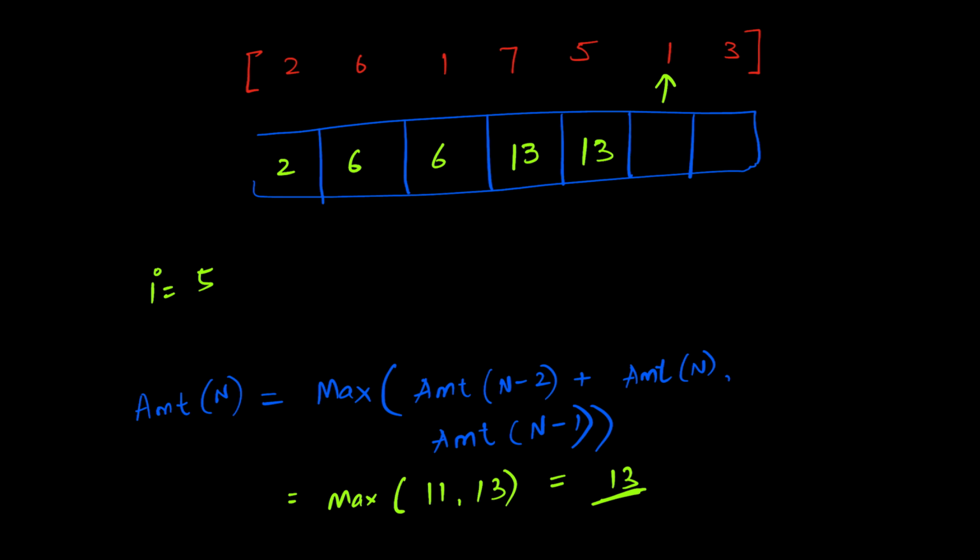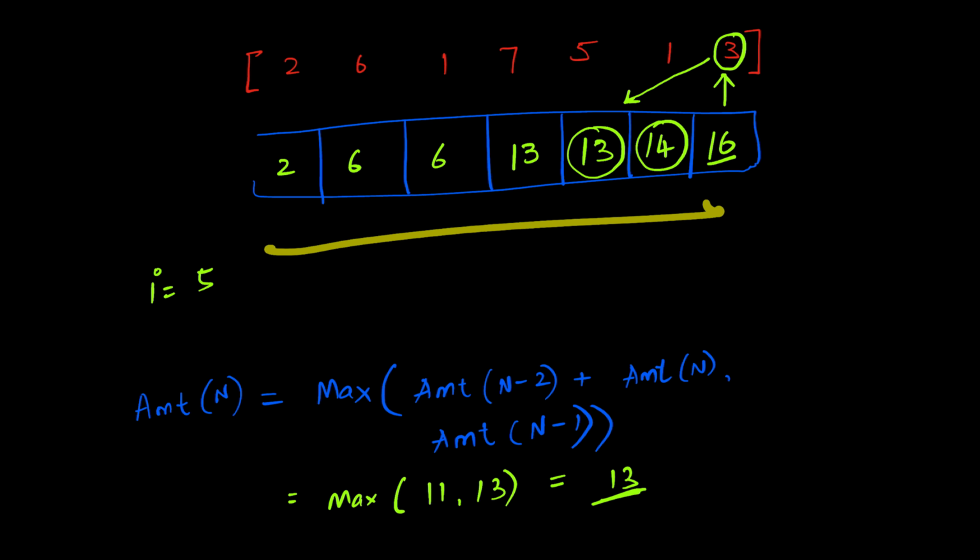Next element is 1. Repeating the same process, comparing 1 plus 13 against 13, which is n minus 1, the total is 14, which is greater, so we'll save 14 in that position. Last but not the least, when the value is 3, adding it with 13, that is n minus 2, the total is 16, which is greater than n minus 1. So we'll save 16 in the last position.